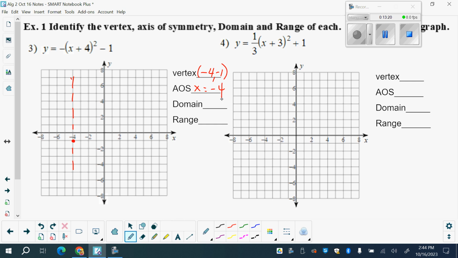Yes, always. When it's in vertex form, it'll always be the opposite, just like when it was the absolute value. Good question. So we make a table, and our first point is negative 4, negative 1. So what's another good number to choose?